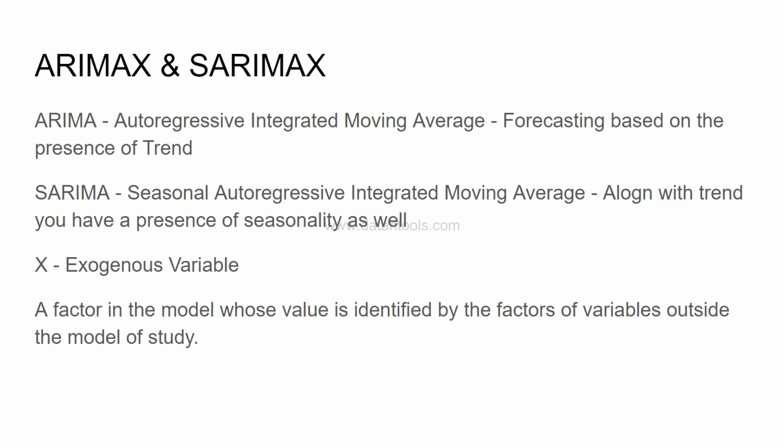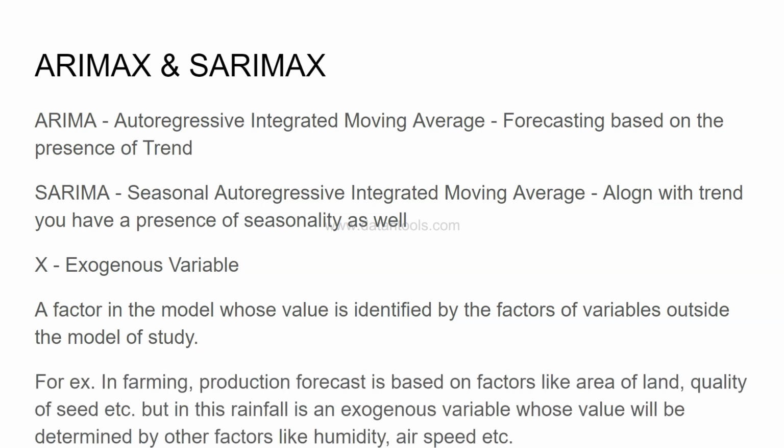So just to simplify this definition, I know understanding definitions is really difficult because they are tightly condensed, or the words are arranged in a very tight fashion just to explain the entire thing. An example for this is farming production forecast. Production is basically the output of the farming, the grains or anything that you are producing. So production forecast is based on factors like area of land or quality of seed, etc.